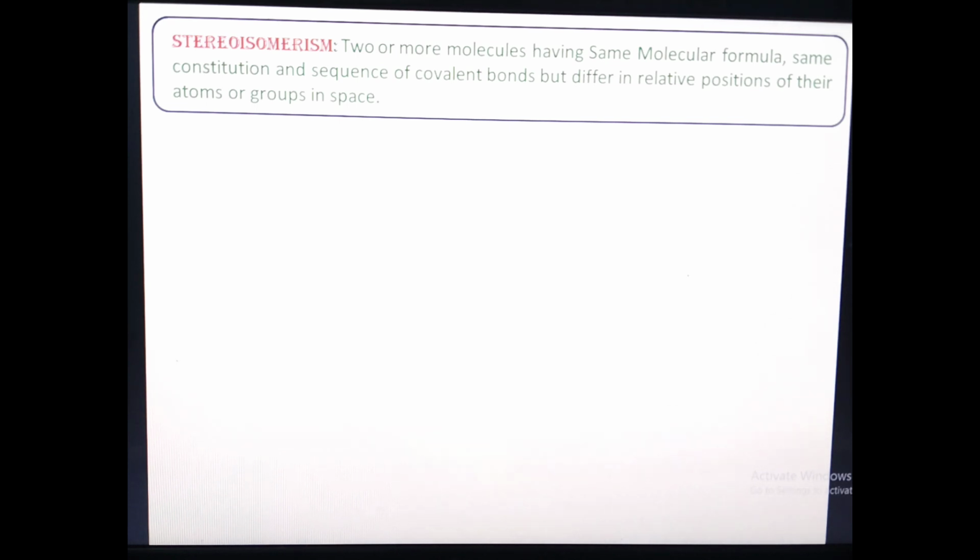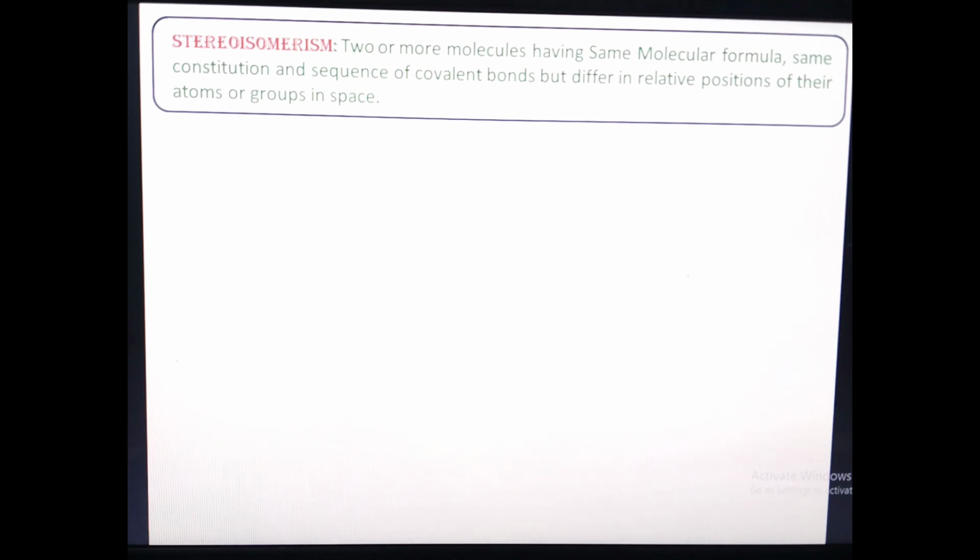But in stereoisomerism or stereoisomers, the structure is also the same, meaning two or more molecules have the same molecular formula and the same structure, that is, the attachment of the groups to the particular carbons or atoms is the same, but their physical and chemical properties are different. Because of that, those are called isomers.